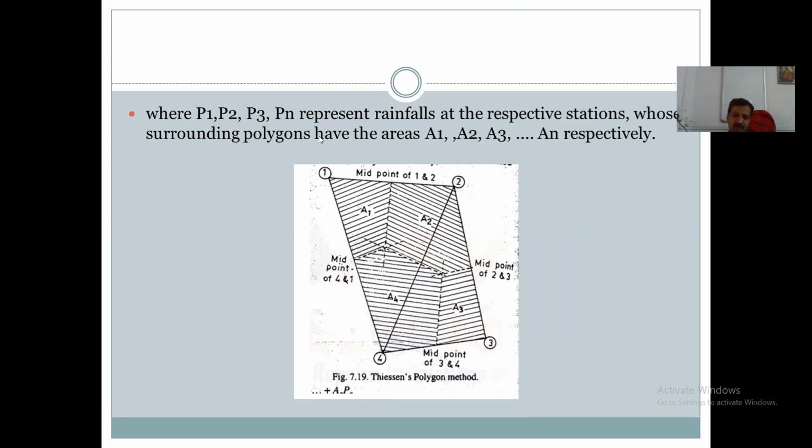If the area is large, a larger number of rain gauge stations are installed. If there are more than 4 stations, it forms a polygon. If there are 4, it forms a rectangle. With more than 4 corners, 5, 6, 7, it forms a polygon.